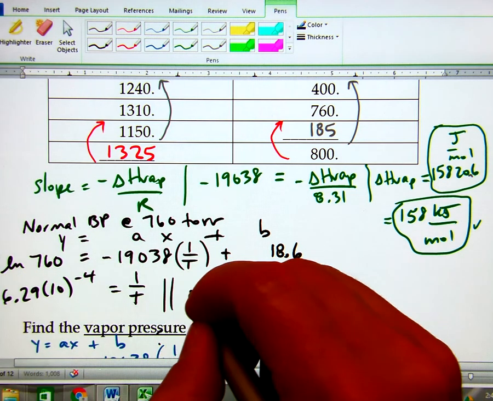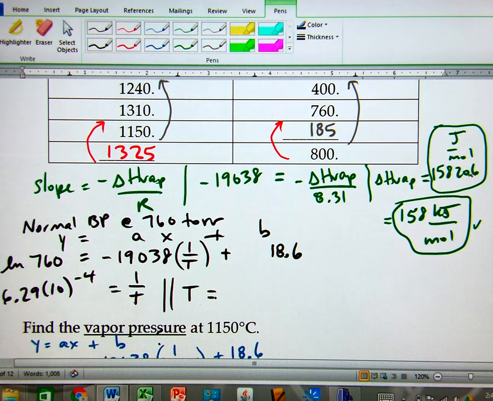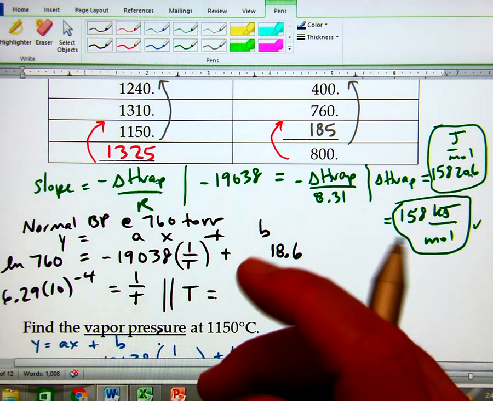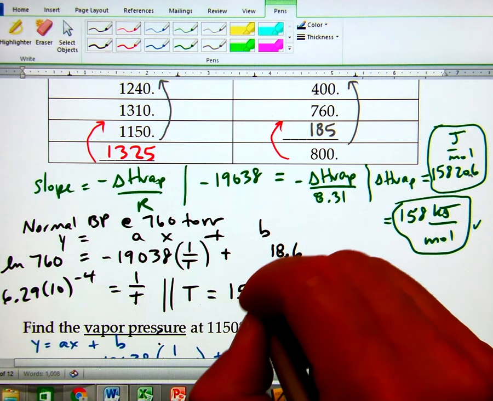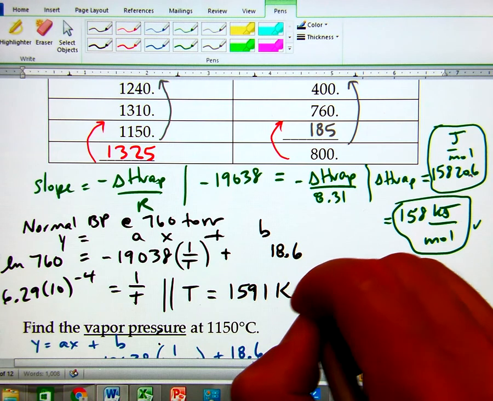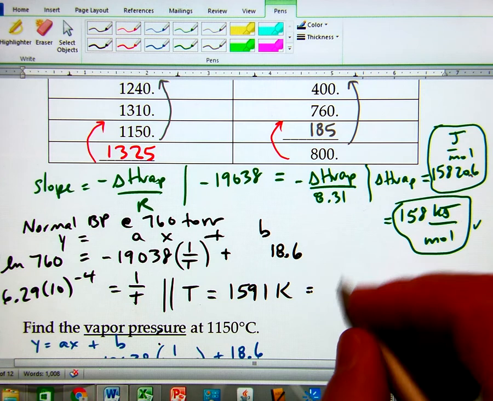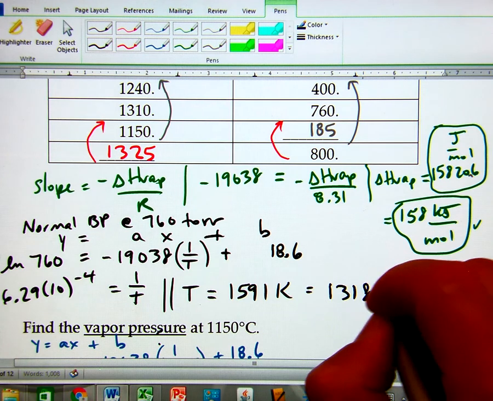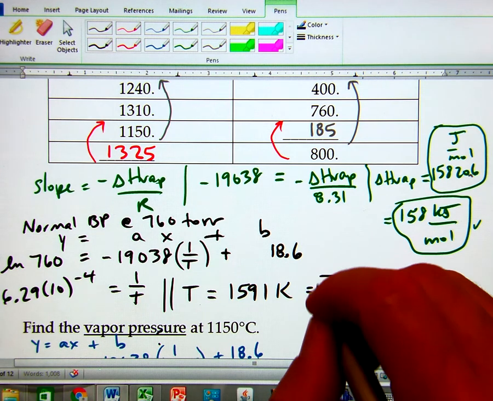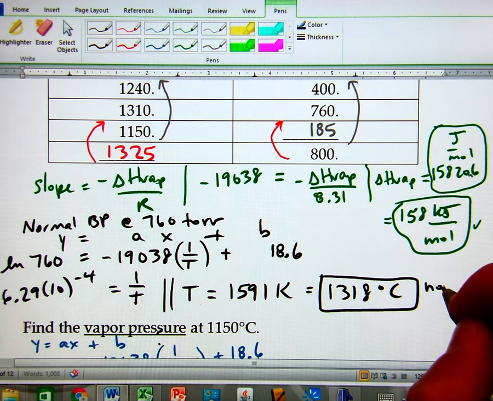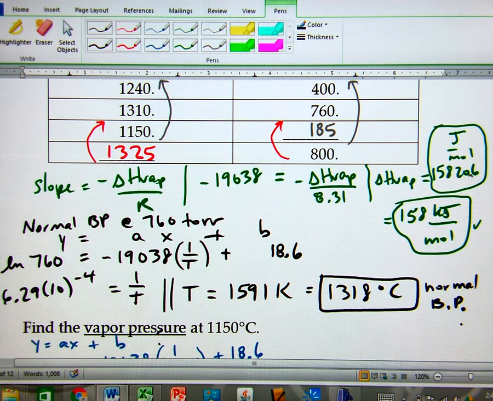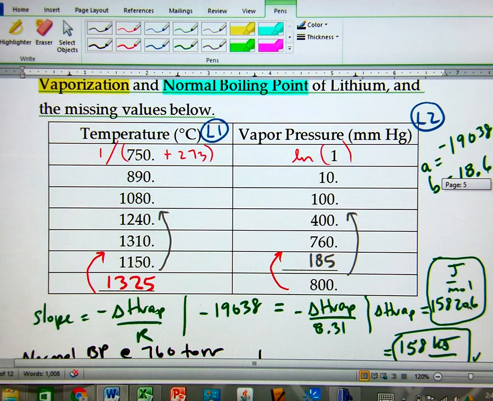So that means that T is the inverse of that. When you inverse that, you're going to get 1591, if you round it out to the nearest 1, that's Kelvin. And when you subtract 273, that comes out to be 1318 degrees Celsius. So that should be the normal boiling point. That's pretty high, which makes sense because you're trying to boil lithium, not melt, but boil it. Lithium's a metal, so to boil it, that's going to be over 1,000 degrees.